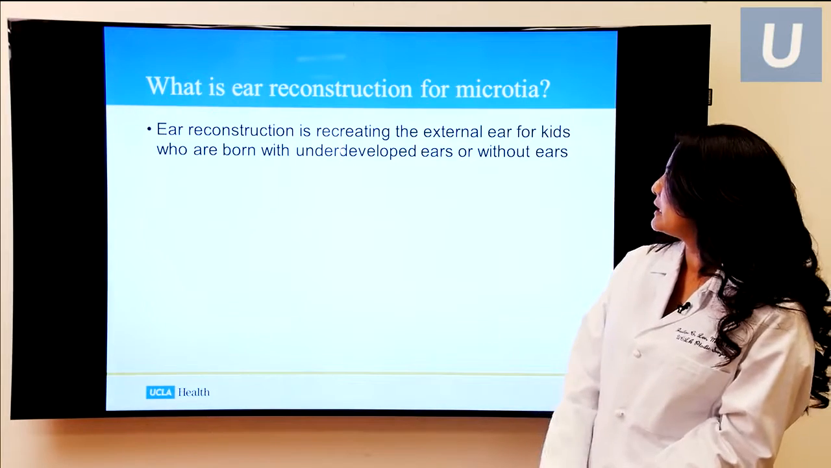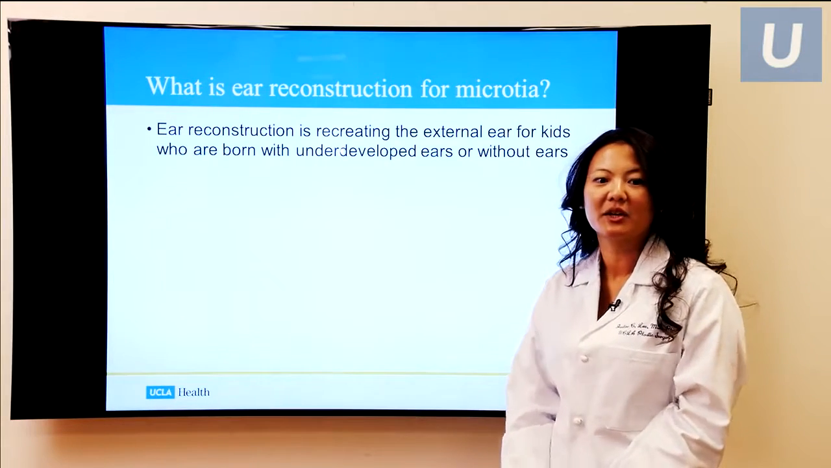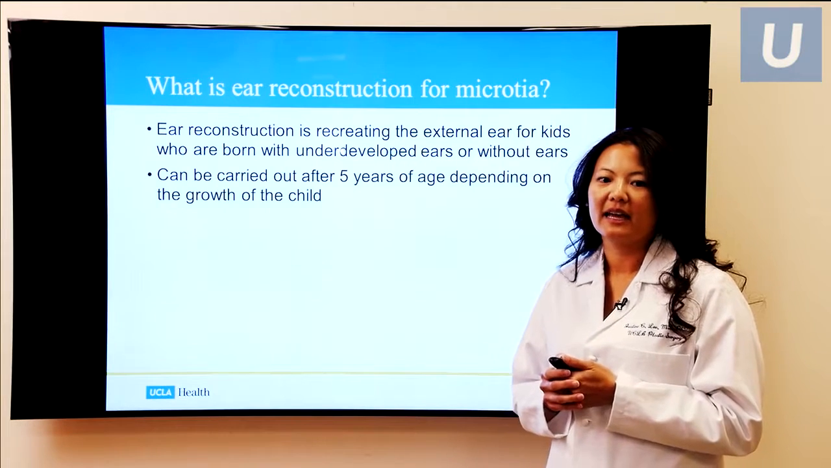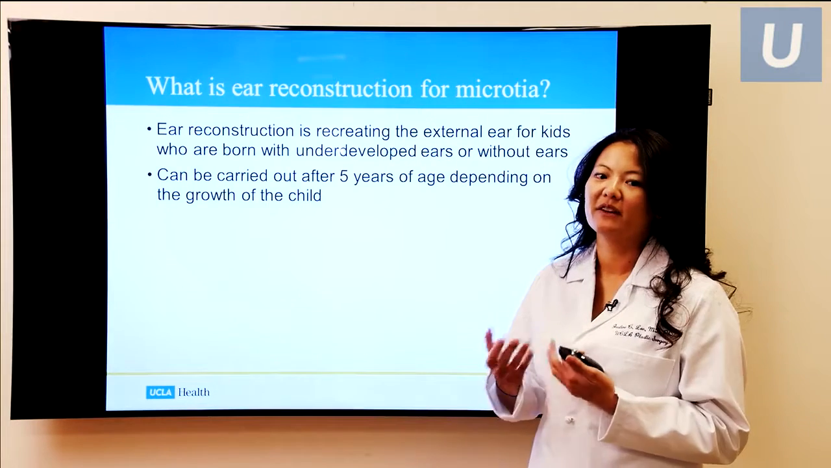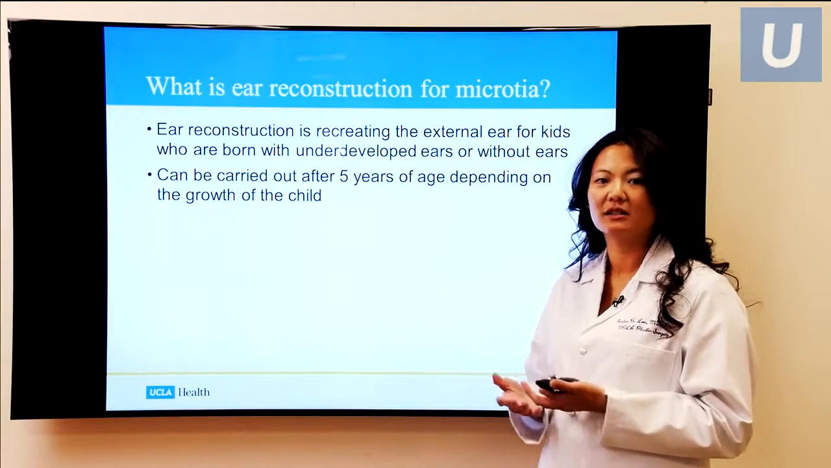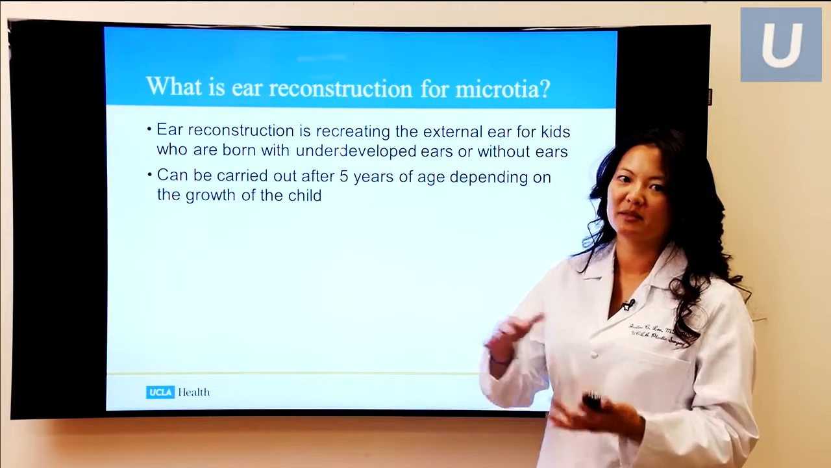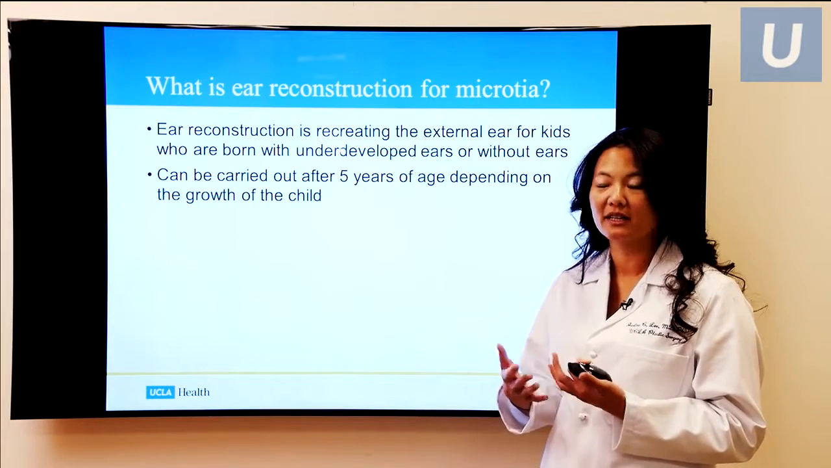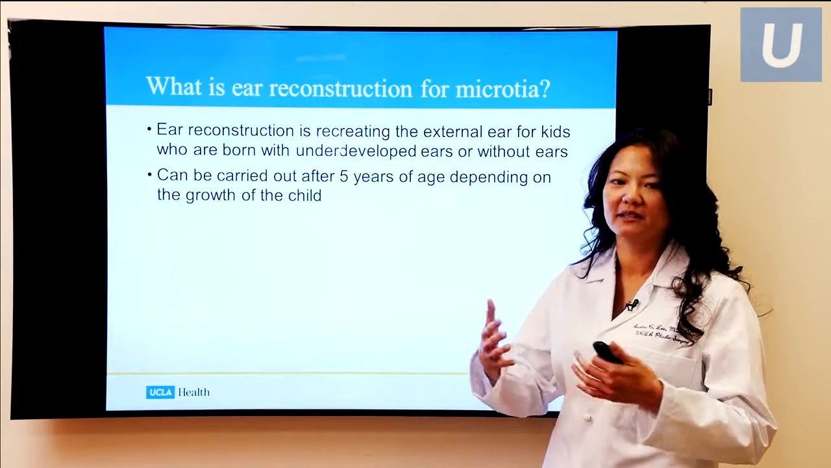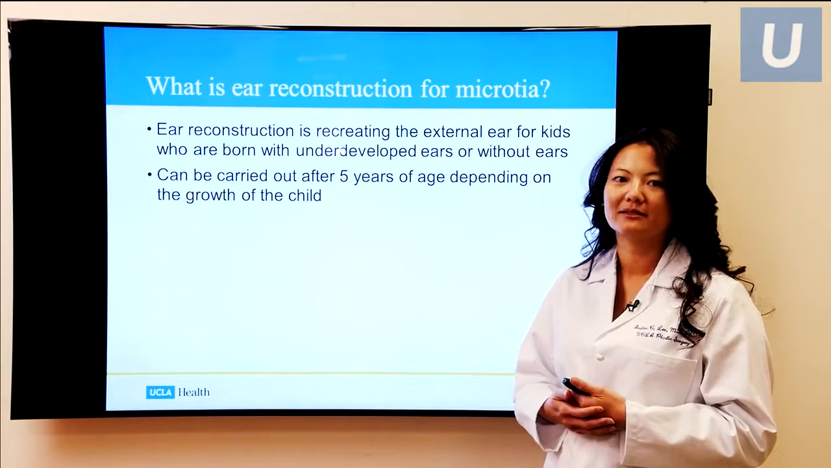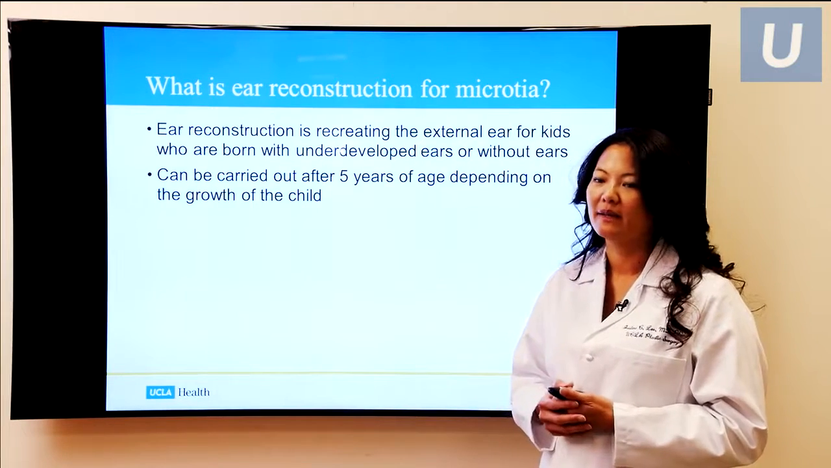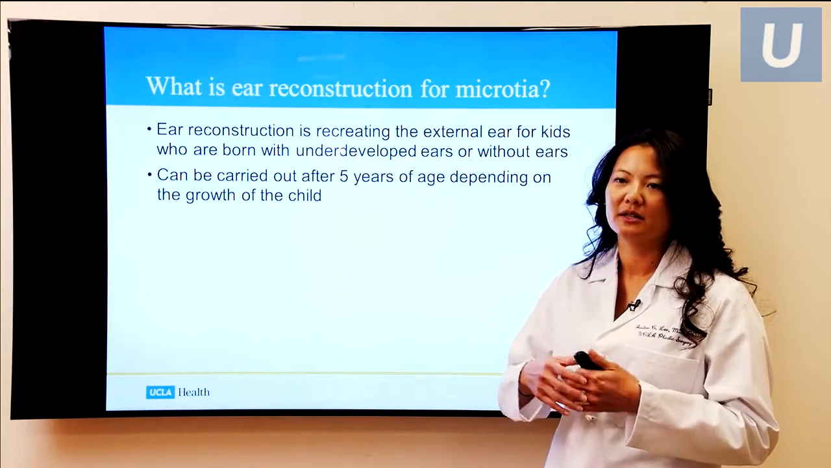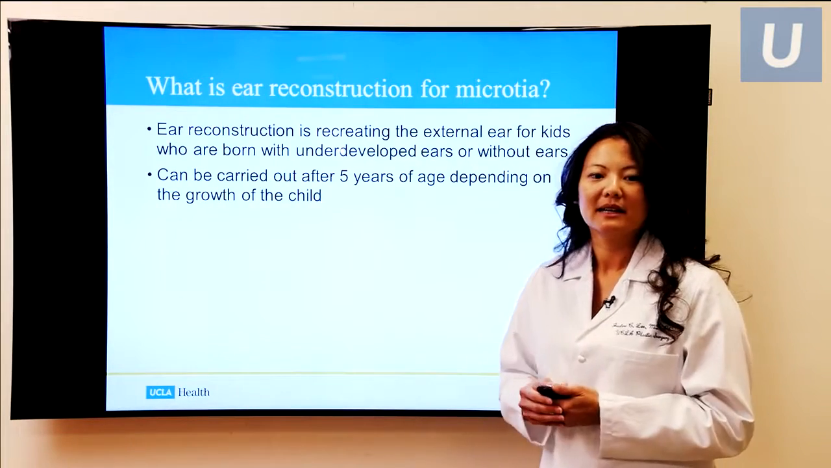So what is it? Well, it's recreating the external ear for kids who are born with underdeveloped ears or without ears. And it can be carried out anytime after 5 years of age, depending on the growth of the child. Sometimes kids are a little bit on the smaller side, and I'll tell them that we should probably wait a couple of years before starting this. Or if a kid is really growing fast, sometimes we can start a little bit earlier too. I think the youngest I've done is about 4, but of course the kid was really big.